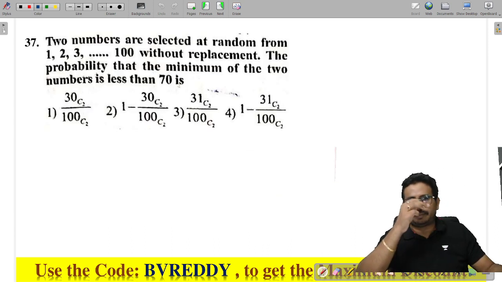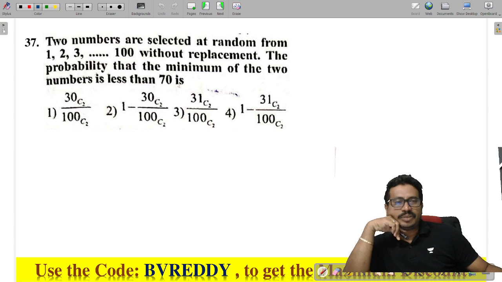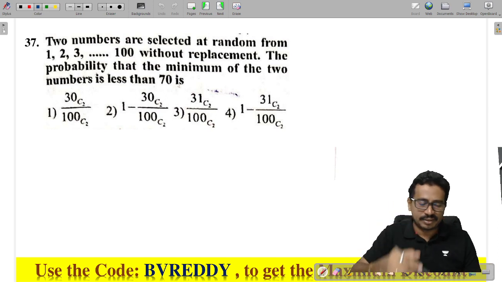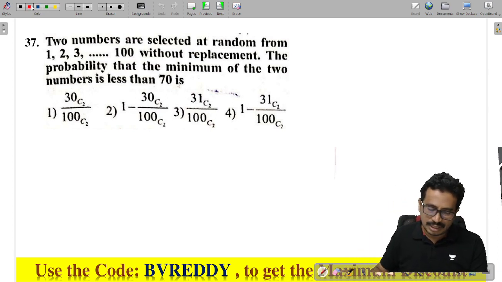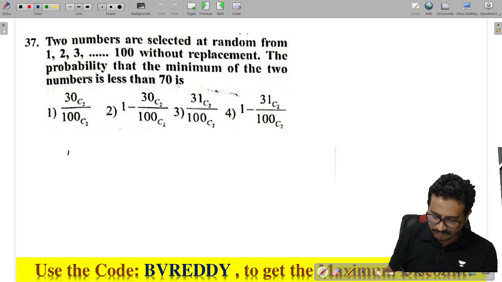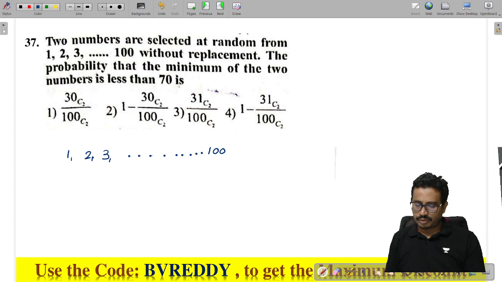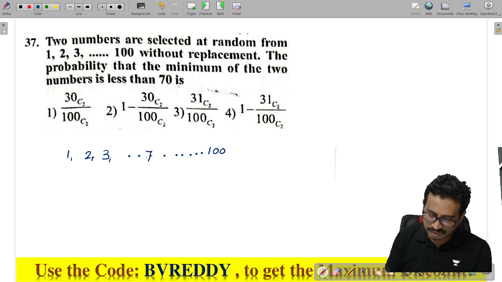Next problem. Now see this here: two numbers are selected at random from 1 to 100 without replacement. The probability that the minimum of the two numbers is less than 70. So we have numbers 1 to 100 without replacement, and somewhere we have 70.